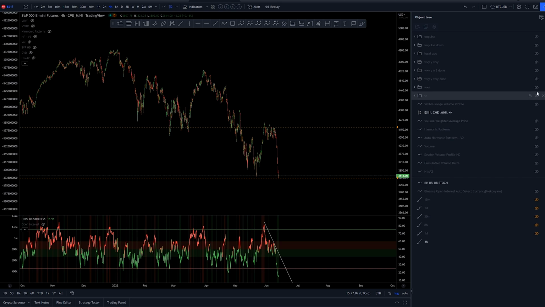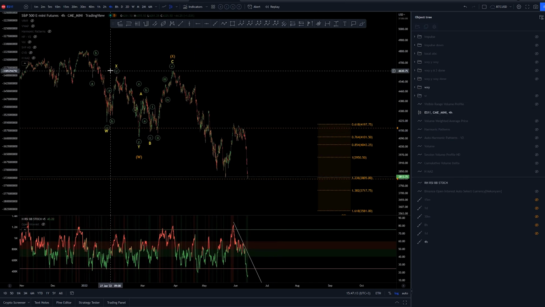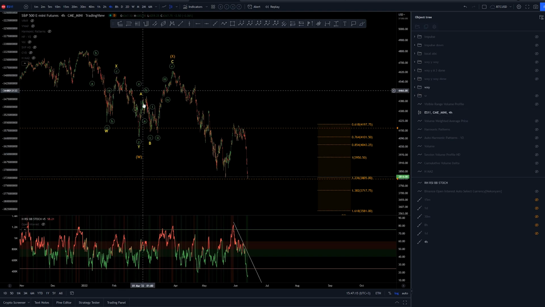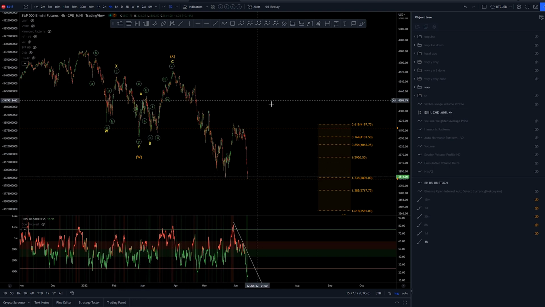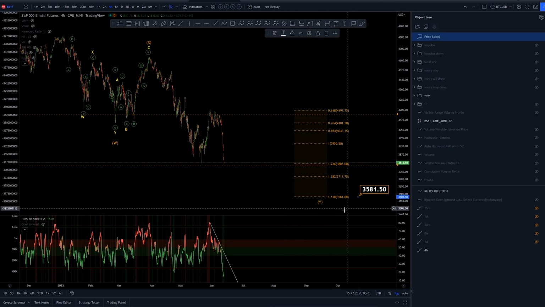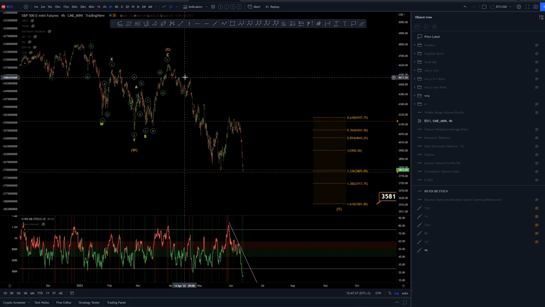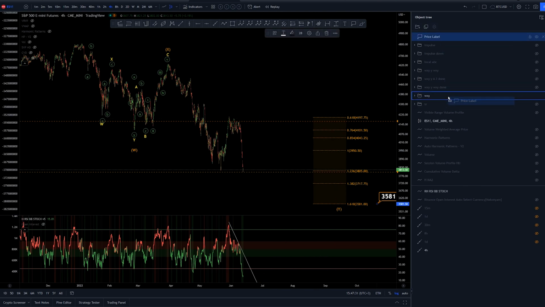Let's start with this WXY count here, saying that we've had a WXY here into W, ABC into X, and now looking for some kind of structure down here to wave Y. Invalidation levels here at 3581 as the 1.618 extension of the W wave would hit for the wave Y here, and that is something that we don't want to see.